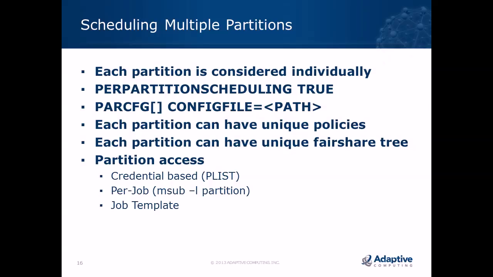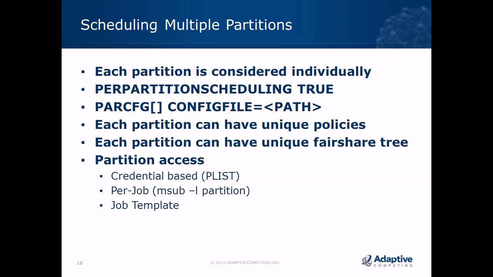So by turning on per partition scheduling and setting a config file for each partition, you can set up different things like credential priorities. You can set up actually even different fairshare trees for each partition in the system if you wanted to. Then what happens is when Moab schedules jobs, it goes to the first partition in the system, and it will prioritize the jobs and schedule the jobs there.